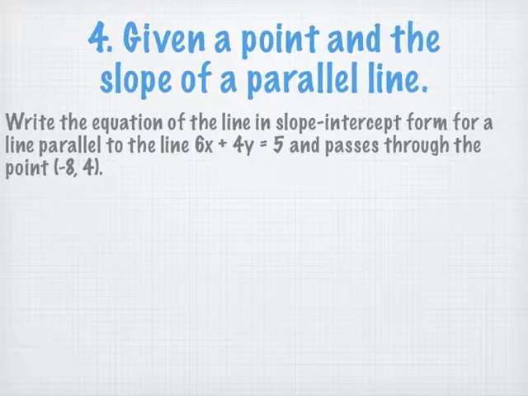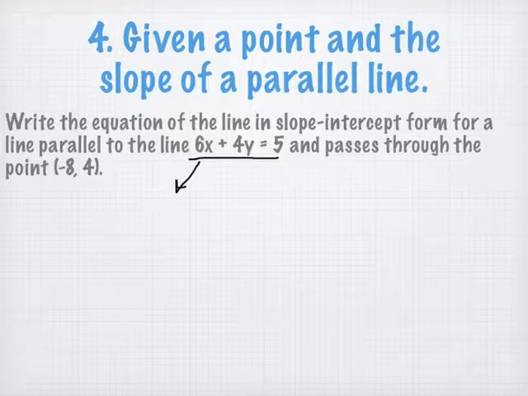Here our job is to find the equation of the line, and we're only asked for slope-intercept form, for a line that's parallel to this line and it passes through a given point. Now remember, whenever we have parallel lines, the slopes are equal. And so we're going to use this information to figure out what the slope of our new line will be. So my recommendation is rewrite this as slope-intercept form.